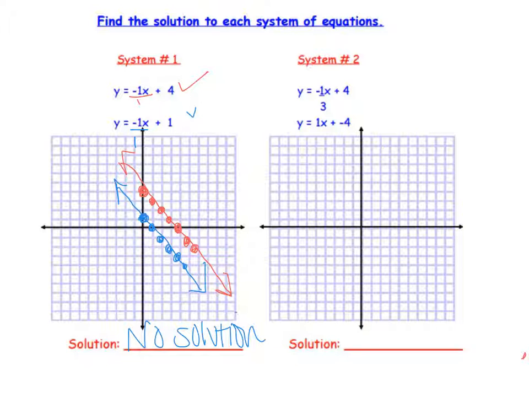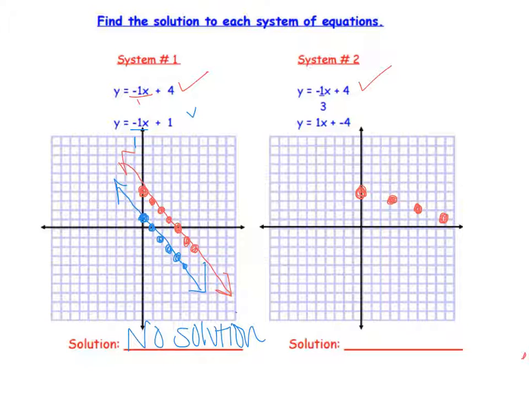Let's look at the second system. Let's do the top line in red. We have a starting point at 4 on our y-axis, and we have a slope of -1/3. So that means we go down 1 and over 3. So down 1 over 3, down 1 over 3. And remember, we want to do that several times.